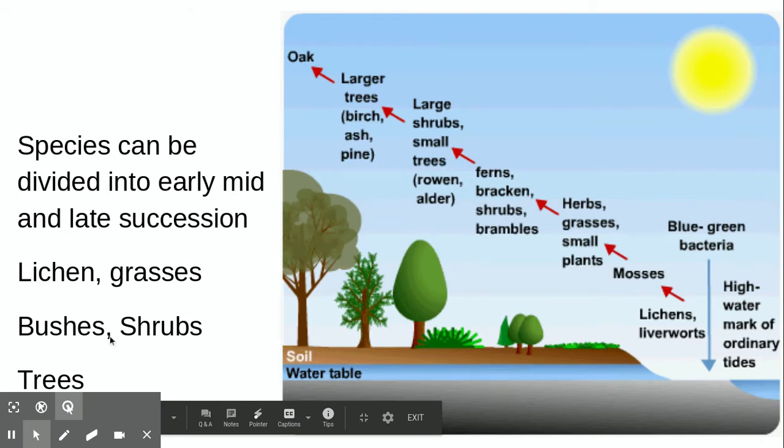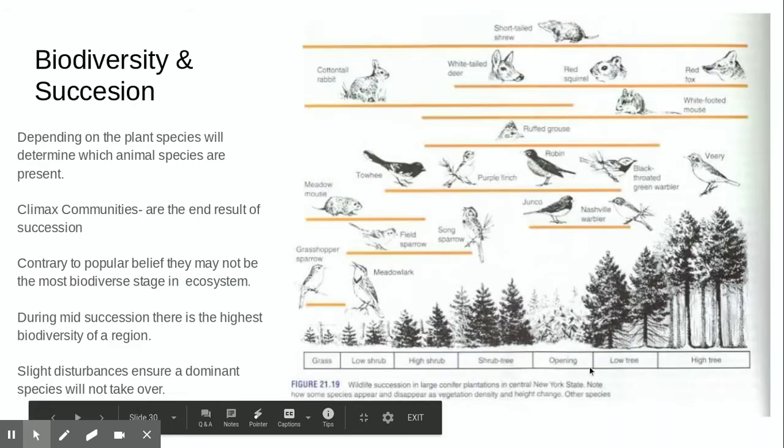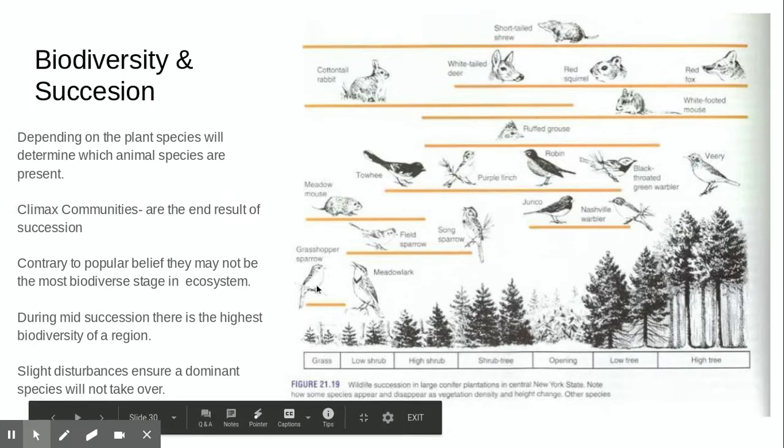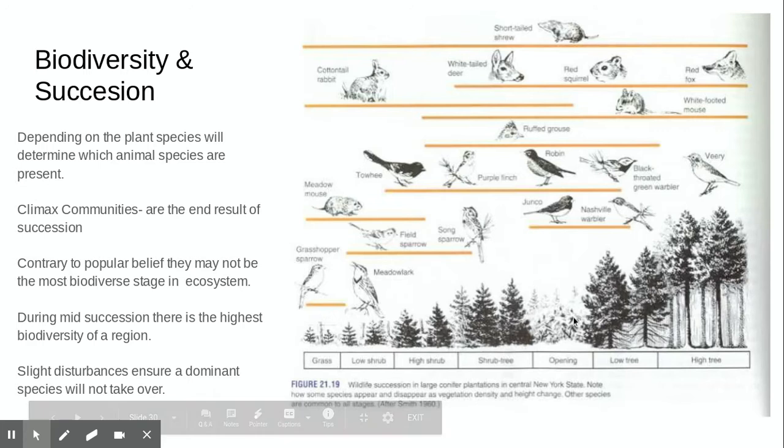All right, let's try to get to that next slide. Now, during the succession process, there's going to be habitat diversity. For instance, this grasshopper sparrow is going to inhabit this area when there are grasshoppers. There are no grasshoppers at the end result of succession because it's basically a forest. The grasshoppers need to eat grass. So if there are no grasshoppers, there's not going to be a grasshopper sparrow.